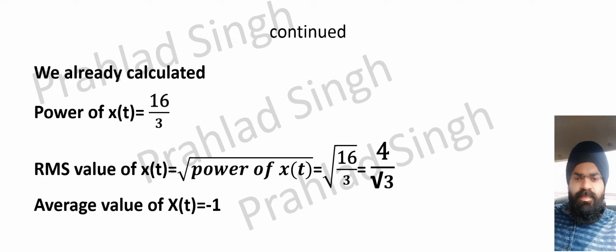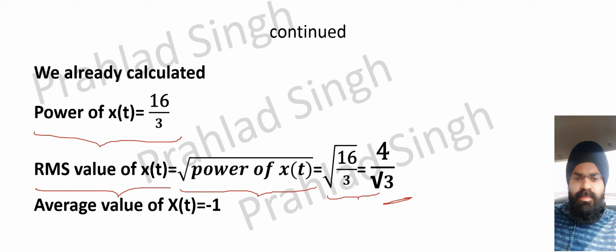So see what results we already have. We already have power of xt. Power of xt is 16 by 3, that we already calculated. RMS value of xt is under root of power of xt, that is under root of 16 by 3, that is 4 by root 3. We know that RMS value is under root of power of any signal. So when we take the under root of 16 by 3, we get 4 by root 3. We already have this result.